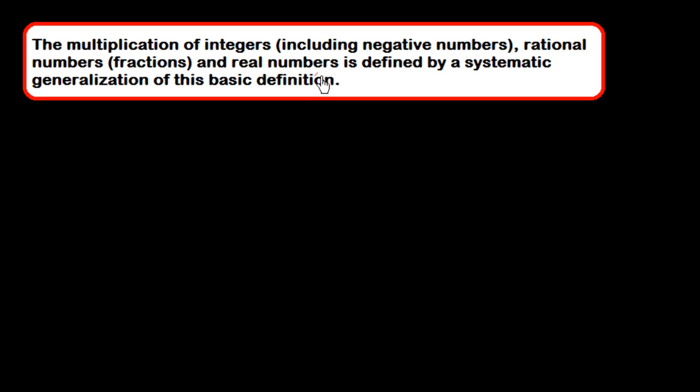And the real numbers. In the real numbers you will see all the numbers: the natural numbers, the whole numbers, rational numbers and integers. Every sort of number is there, and the irrational numbers are also there. We will see how we multiply the irrational numbers also. It is defined by the systematic generalization of this basic definition. So we see how we multiply two integers.